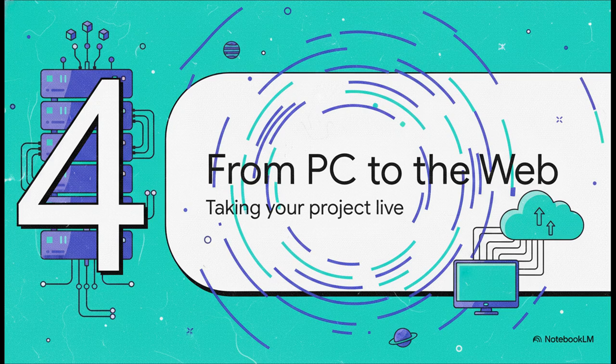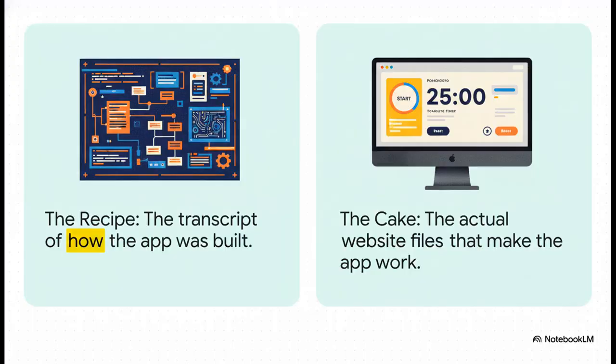Okay, so we've got a working app. It does everything we want. It's running perfectly on our computer. But how do we actually get it out there and share it with the world? Well, the last step is taking it live on the web. A really great way to think about this part is the recipe versus the cake. The system can give you a full transcript of everything you and the AI did. That's the recipe for how the app was made. But what you actually want to put on the internet is the finished cake, right? And that's the actual HTML, CSS, and JavaScript files sitting on your computer.